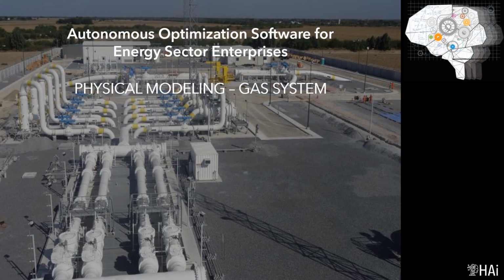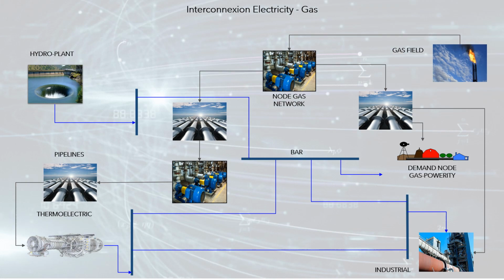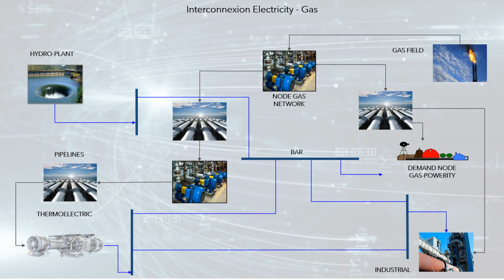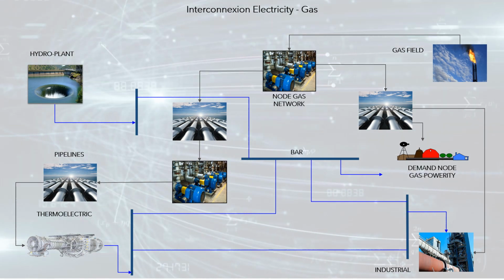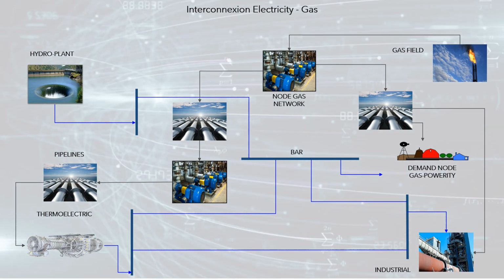Natural gas system physical modeling. HIGH Gas describes the process of supply and demand of natural gas. From this point of view, its integration with the electricity system determines the economic equilibrium of the electricity-gas markets.